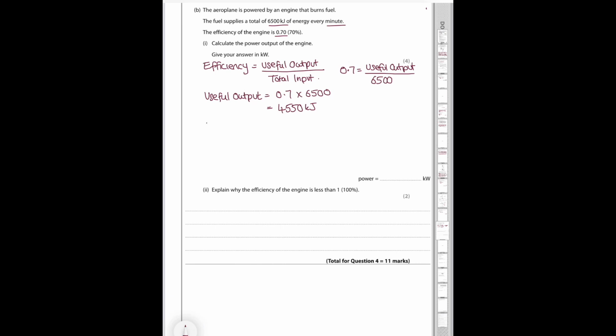Now, we want to work out the power. So the power would be energy divided by time taken. And here we had our energy as 4,550 kilojoules divided by 60 seconds. And so that gives us an answer, when calculated out, of 76 kilowatts. And we don't need to change it into watts because we were asked to give our answer in kilowatts. So that would be 76 kilowatts.